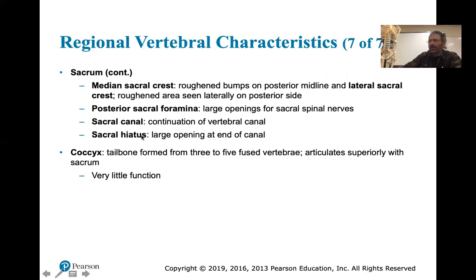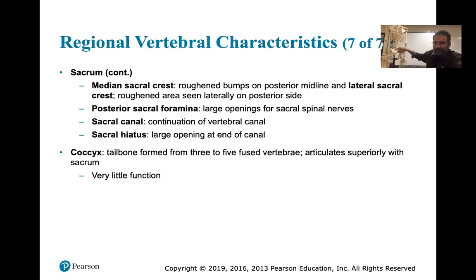Right. So just look at those landmarks, and they'll pretty much tell you what they are: median sacral crest. So where's your sacrum? What's medial? You know, medial is the midline. Rough bumps on the posterior midline of the lateral sacral crest. Roughened areas seen on the posterior side.